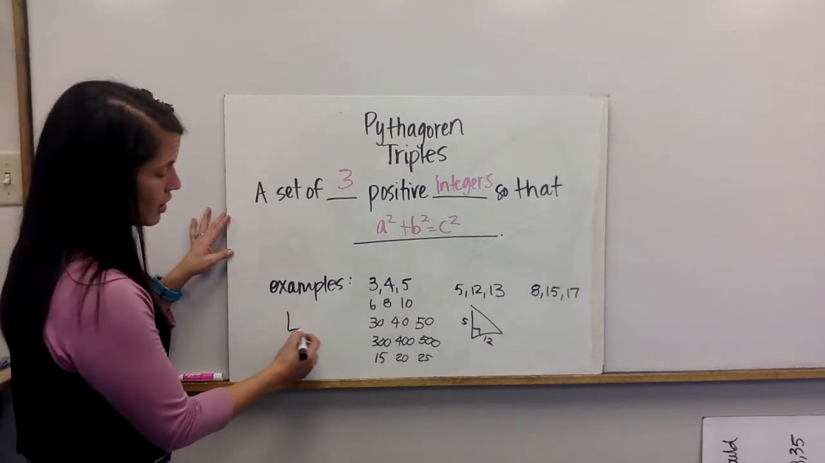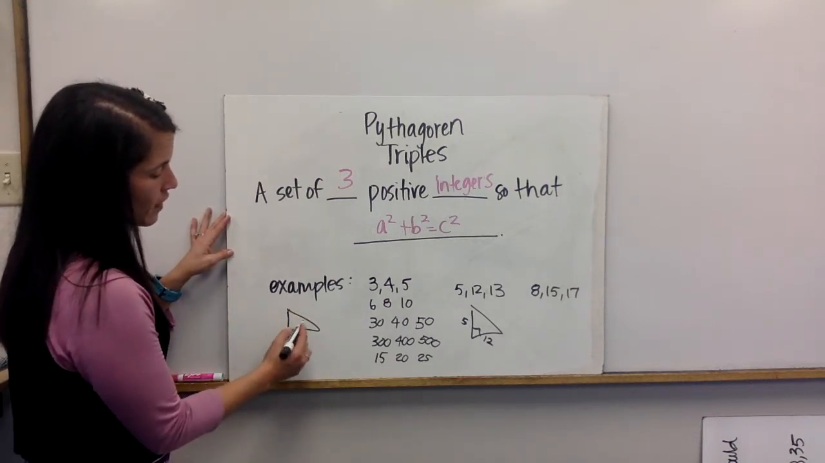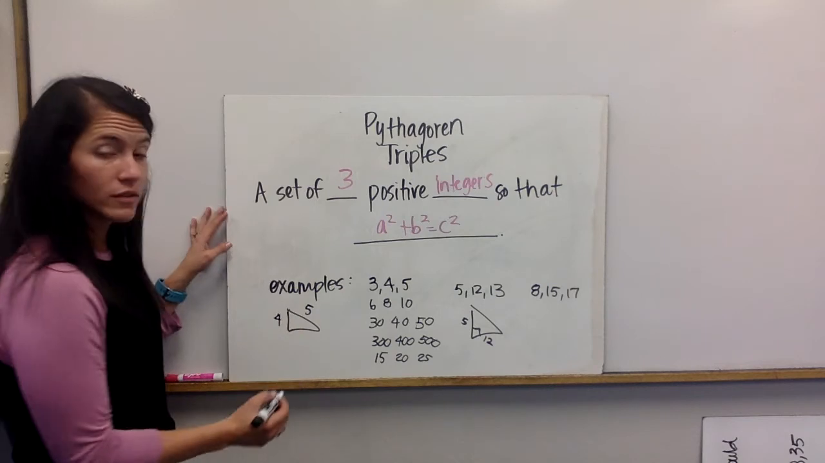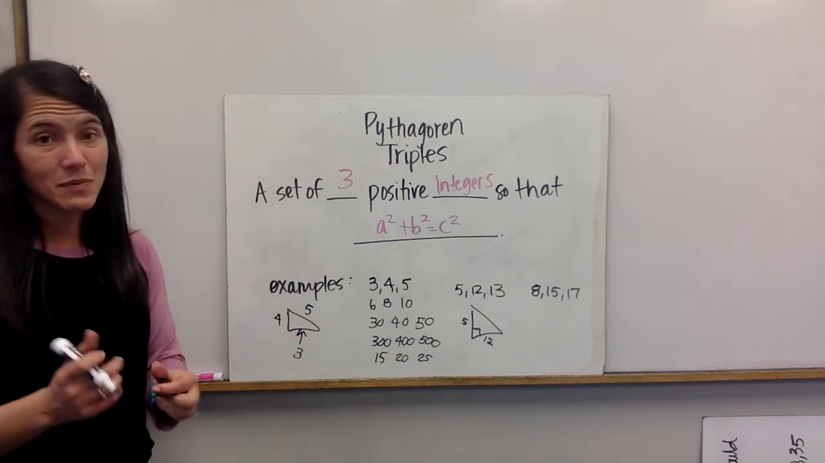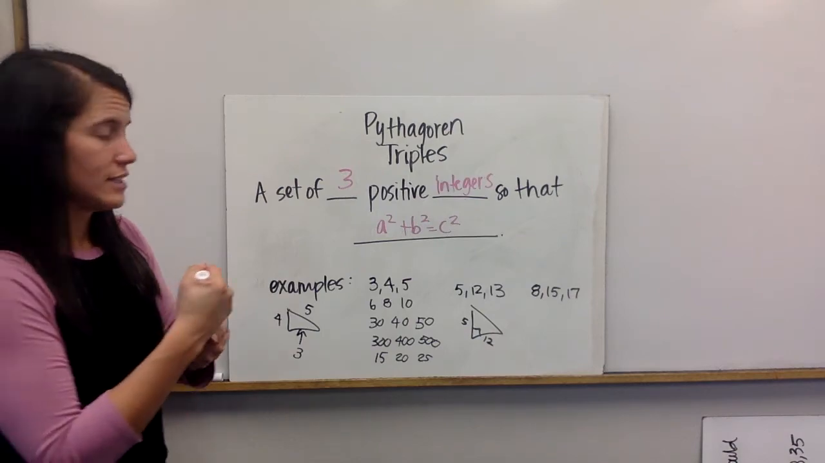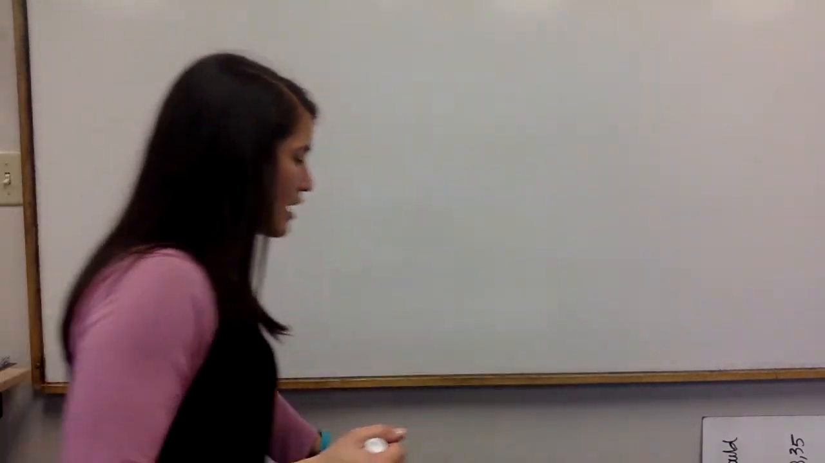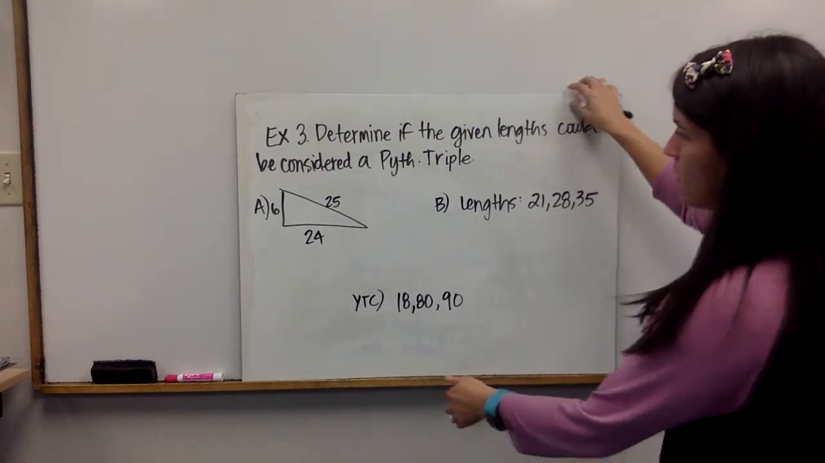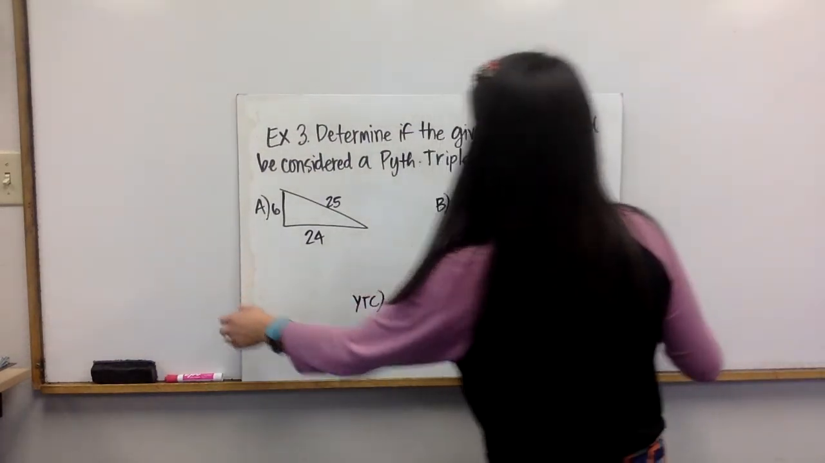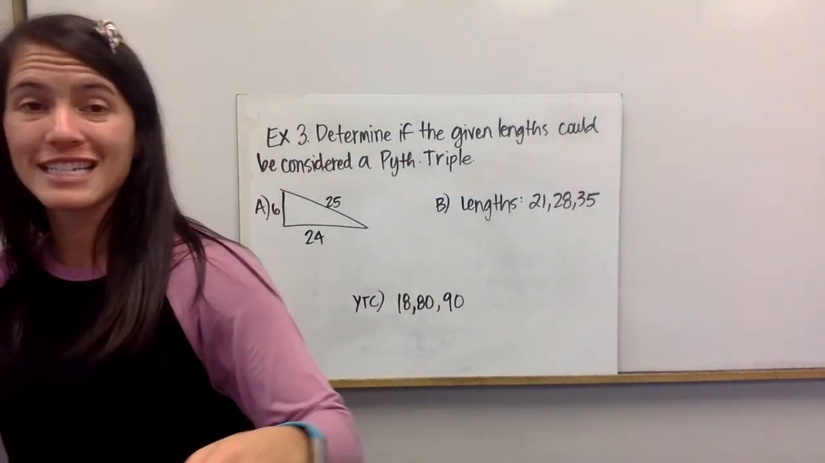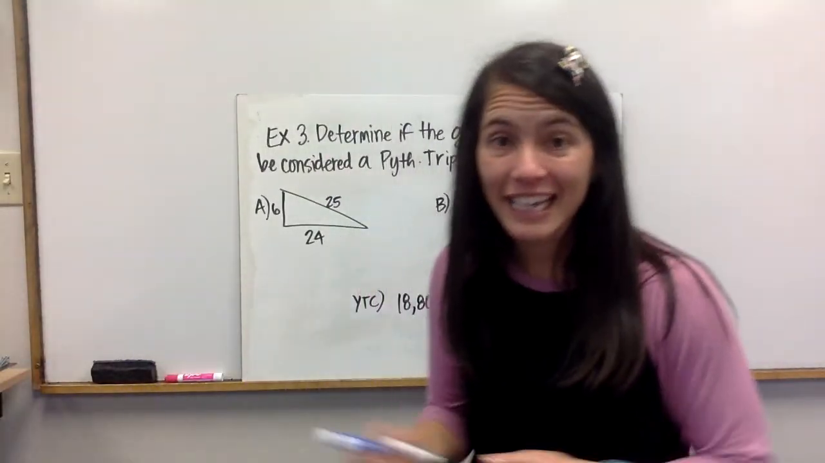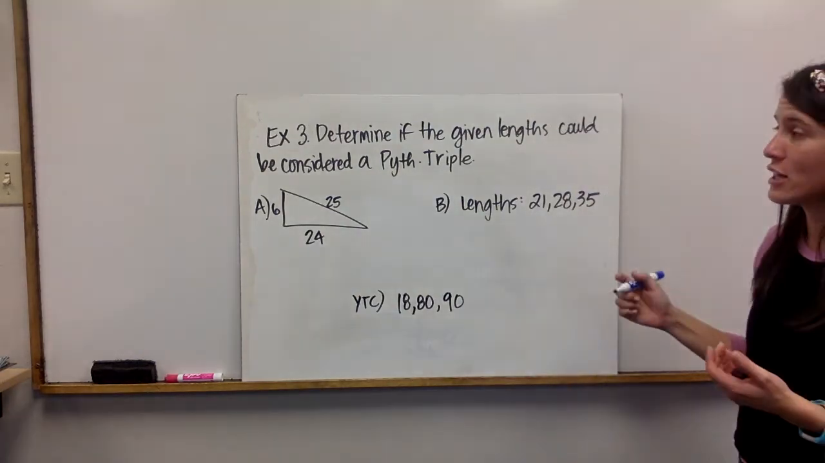If you were to come across a triangle and you saw 5 here and 4 here, then you would know, well, this has to be 3 because it's a Pythagorean triple. All right, so I'm going to show you a few examples of Pythagorean triples. Determine if the given lengths could be considered a Pythagorean triple. Again, we're going to test these out to see if they fit into the Pythagorean theorem.